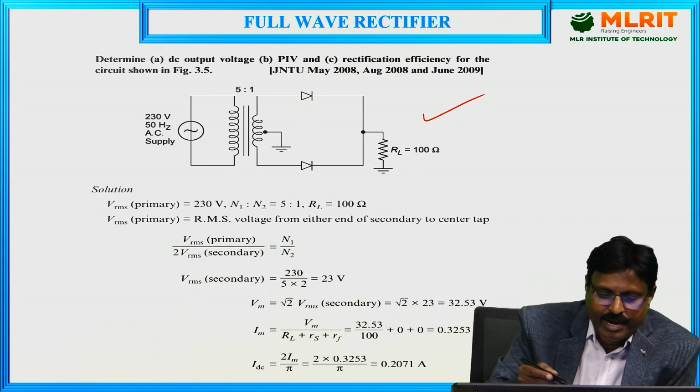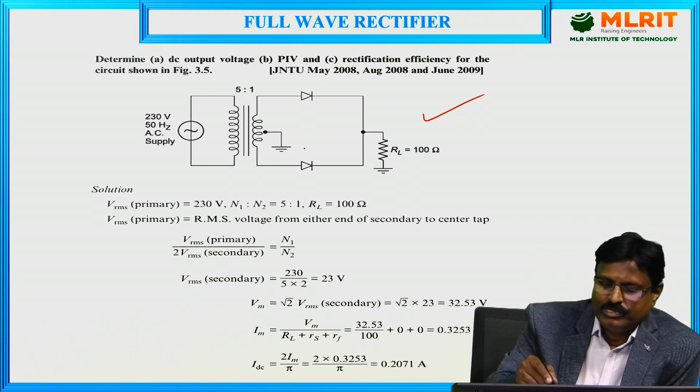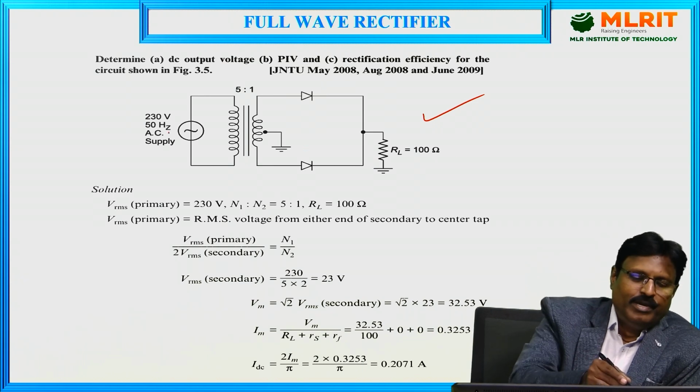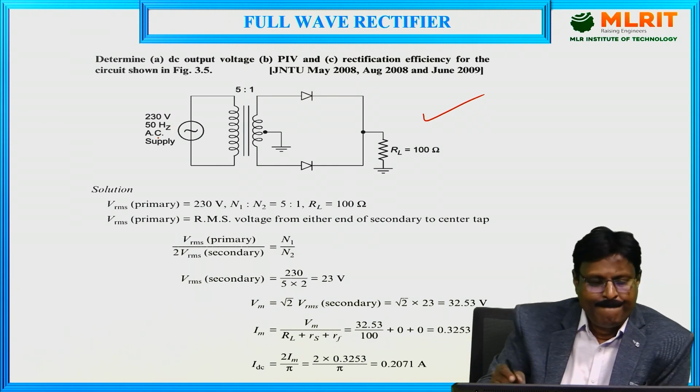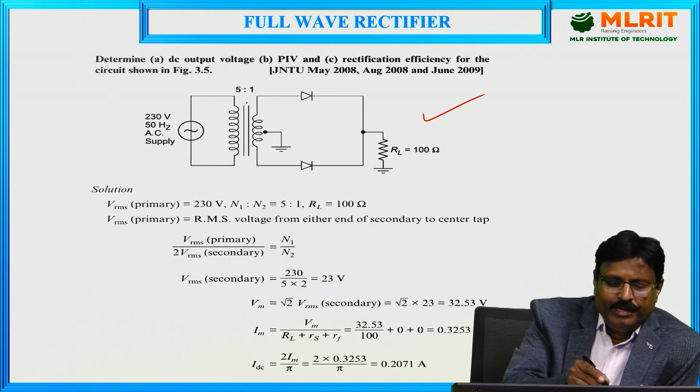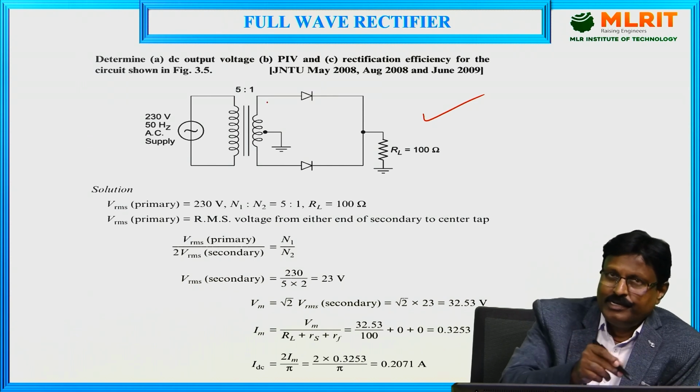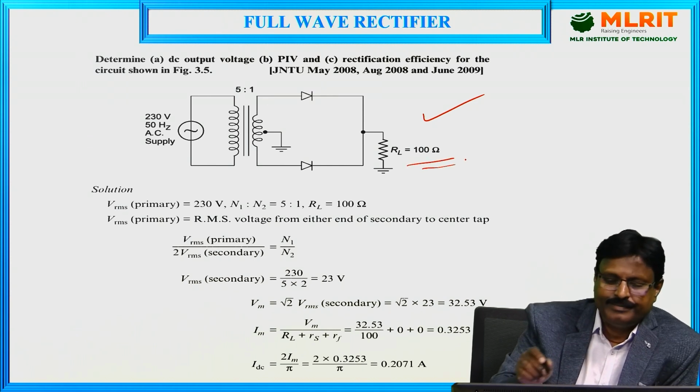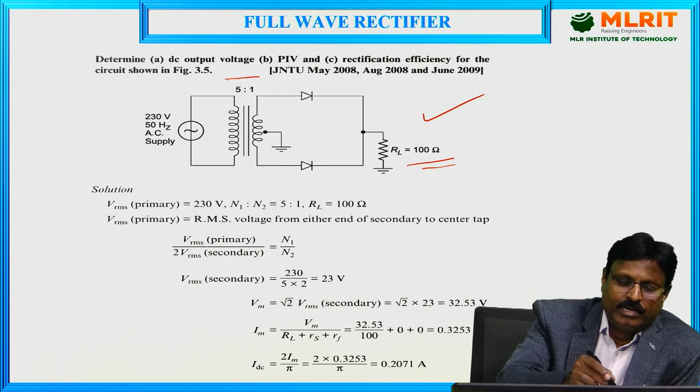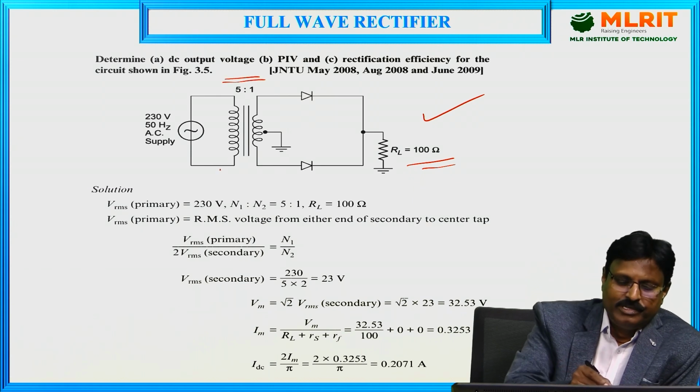It is a center tapped full wave rectifier. As you can see, 2 diodes and load resistance RL. The input voltage is 230 volts, 50 Hz AC supply. The data given by this circuit diagram is the RL value and the turns ratio. Turns ratio means these are the primary and these are the secondary windings. Let the number of turns of the primary winding be N1, and the number of turns in the secondary winding be N2.